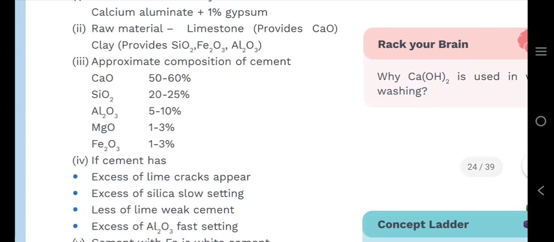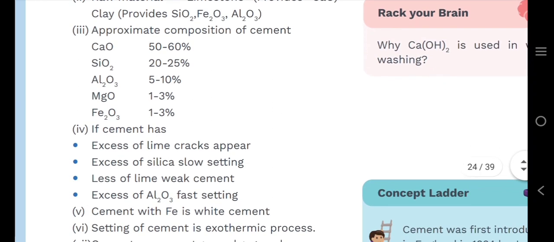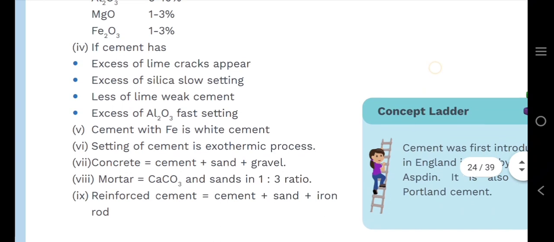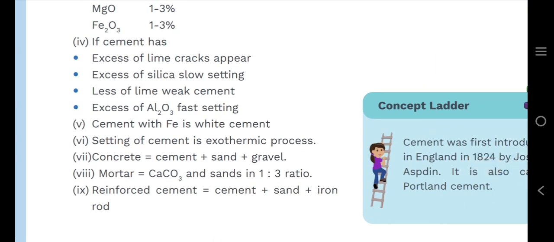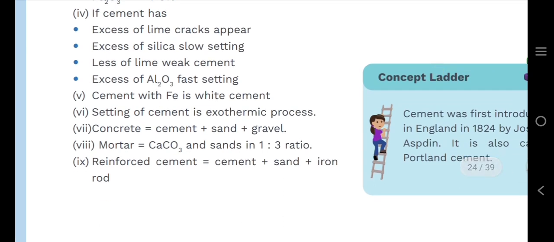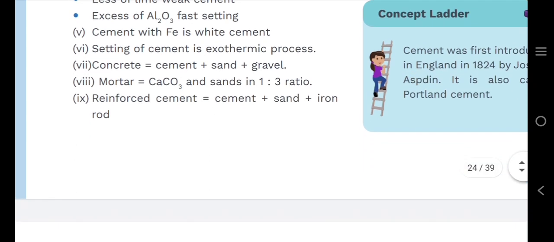If cement has excess of lime, cracks appear; excess of silica, slow setting; less lime, weak cement; excess of Al2O3, fast setting. Cement with Fe is white cement. Setting of cement is an exothermic process. Concrete is cement plus sand plus gravel. Mortar is CaCO3 plus sand in 1:3. Reinforced cement is cement plus sand plus iron rod.